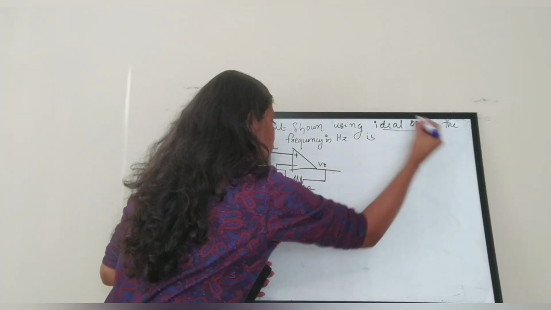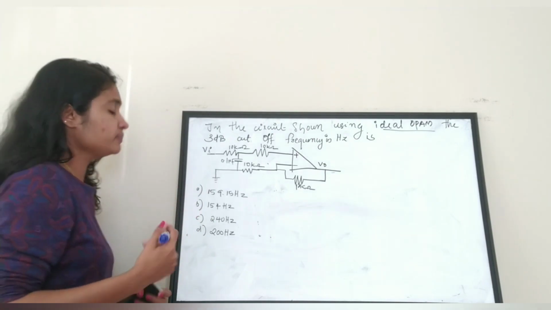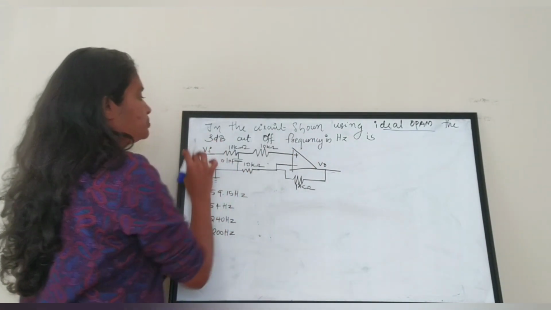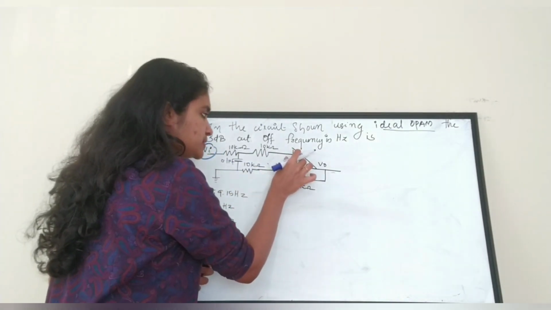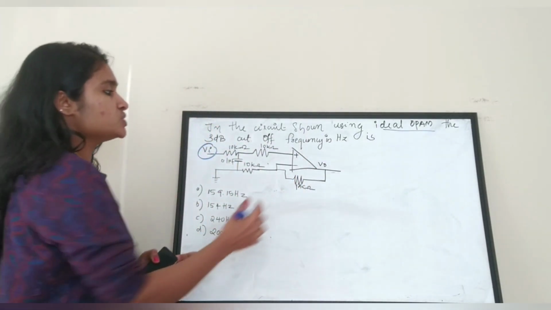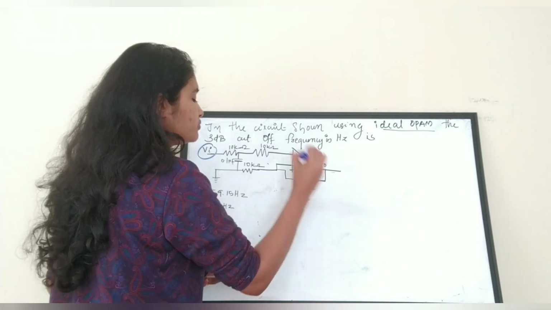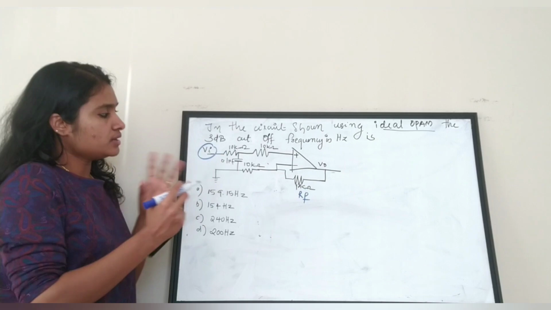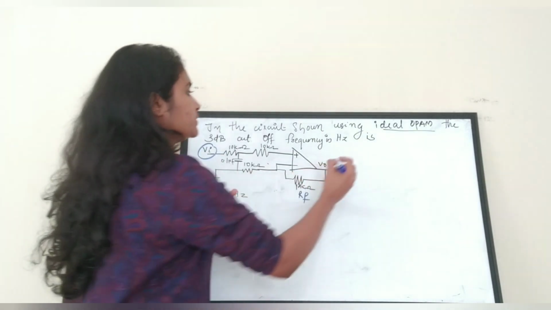So you have to think of the features or the characteristics of an ideal operational amplifier, or op-amp. Also, if you examine this, you can see the input VI is given to the non-inverting terminal of the op-amp. So this is a non-inverting op-amp. This op-amp has a feedback resistance of RF. You can redraw this circuit in order to make this a little clearer.